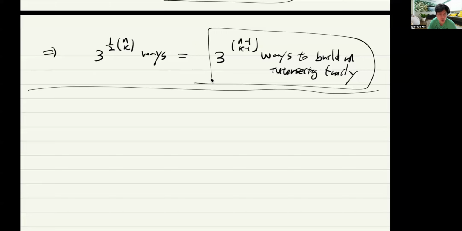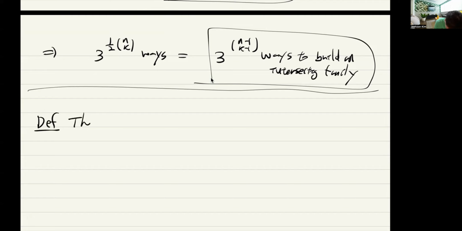So in order to do that, we need to consider some auxiliary graph whose independent sets correspond to the object that we want to count. In this case, that's the intersecting family. So what are the graphs whose independent sets correspond to intersecting families? That is this Kneser graph.